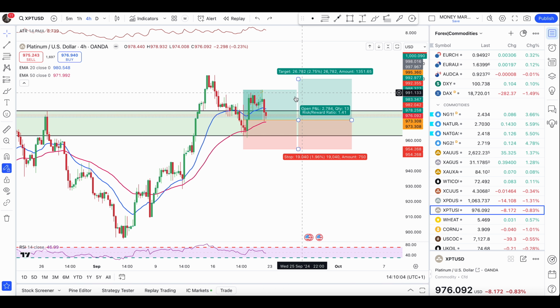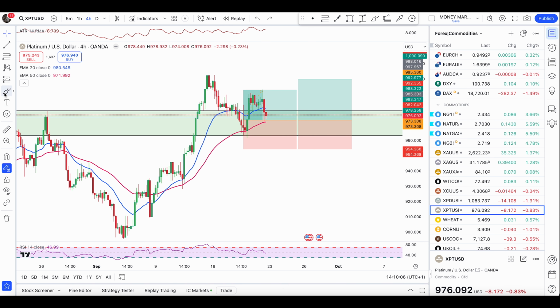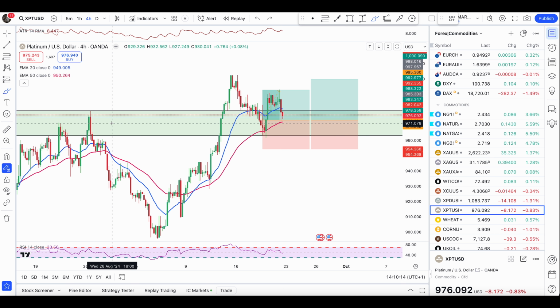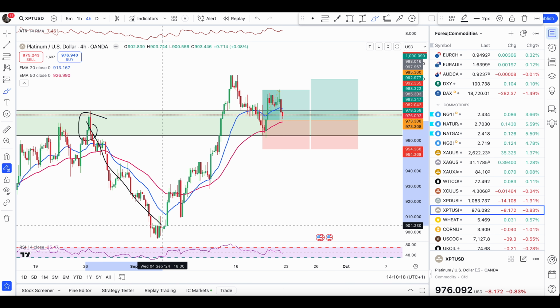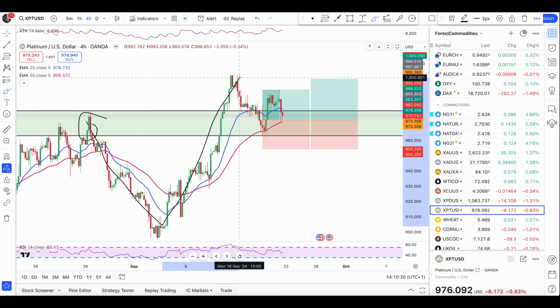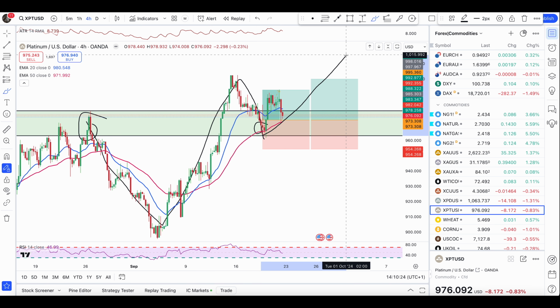Bigger target looks something like this, but Platinum is not one of my best, not a tested commodity. As you can see, we had nice bearish candle engulfer. How nicely it pushed down. As you can see, the price broke above, pull back, bullish engulfer, and I'm expecting a price to push higher. So that is how we need to take the trades.